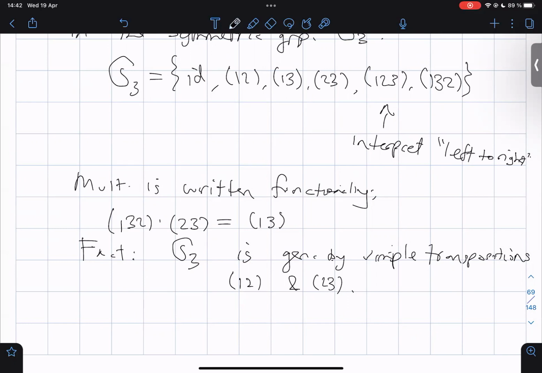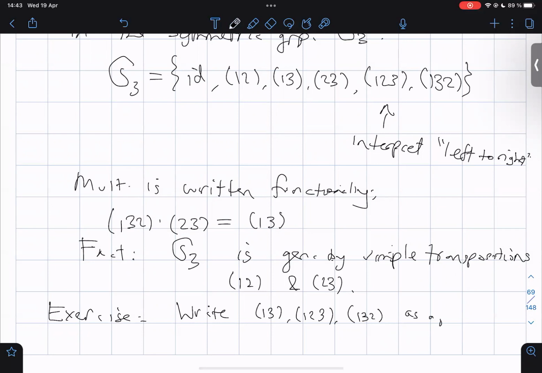Okay, so exercise. Do this first, then done. Just check that (1 3) is the right answer there. But this next fact is that everything is generated by simple transpositions. So write (1 3), (1 2 3), (1 3 2) as a product of simple transpositions.